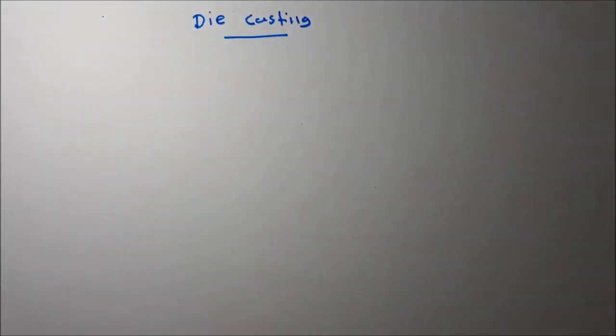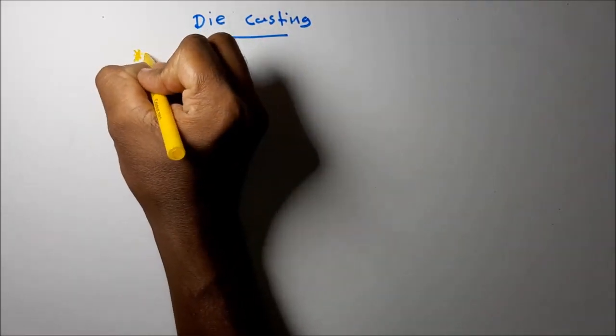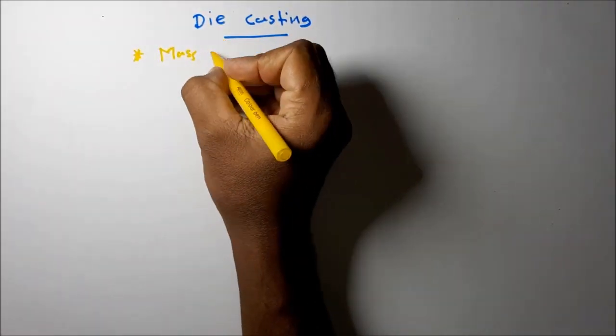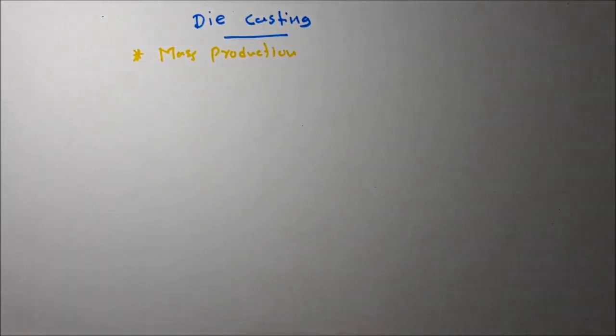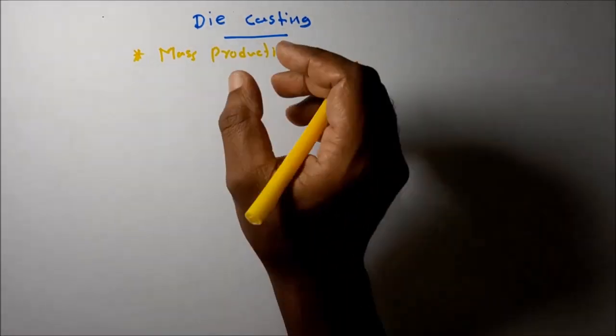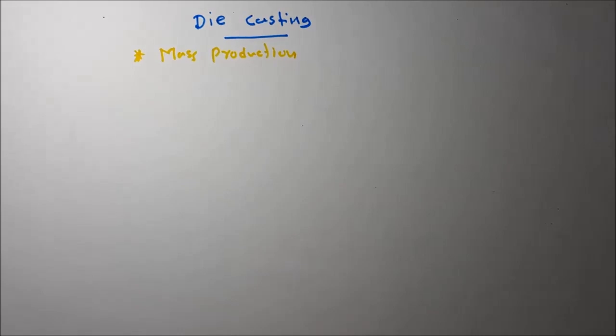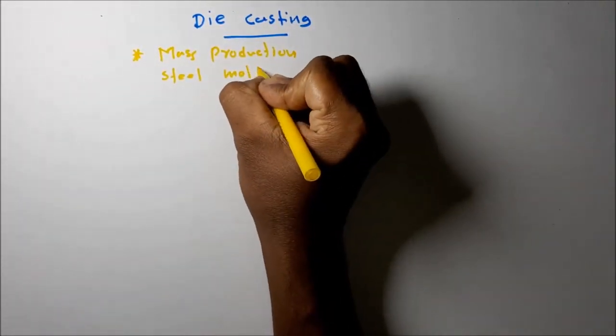Die casting operation. What is meant by die casting? This casting method is used to manufacture items in bulk. This process is used in mass production. If items have to be manufactured in bulk, this die casting operation is used. In the die casting process, the production rate is very high. A steel alloy mold is used.